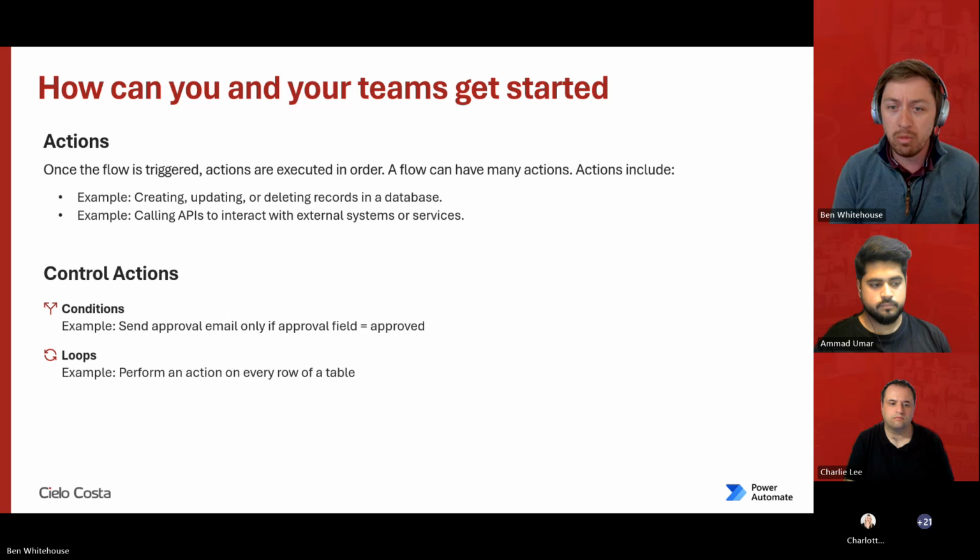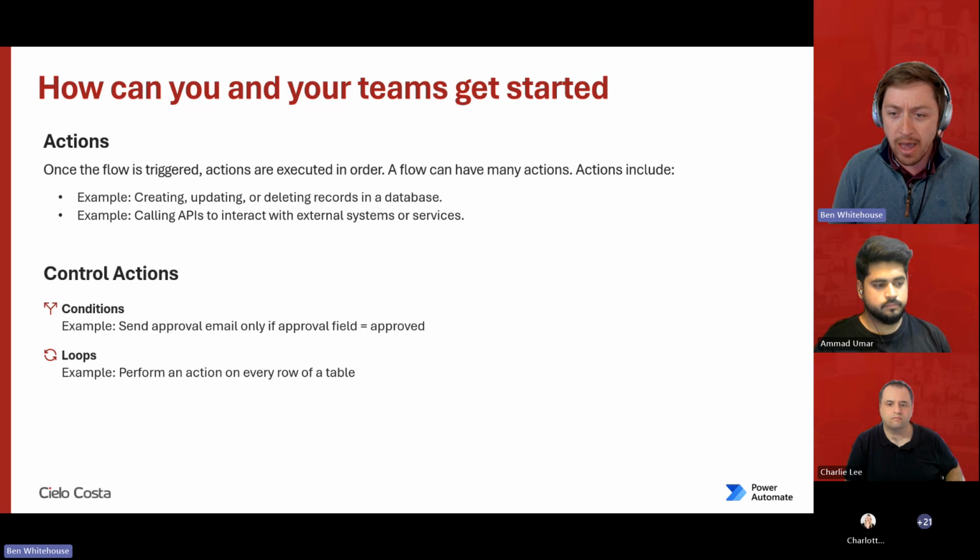And then we've also got control actions that work next to actions. So control actions are used to manage the flow of our operations within the automated processes. So control actions enable you to implement logic, loops, and conditions within your workflows. So that's how they work.